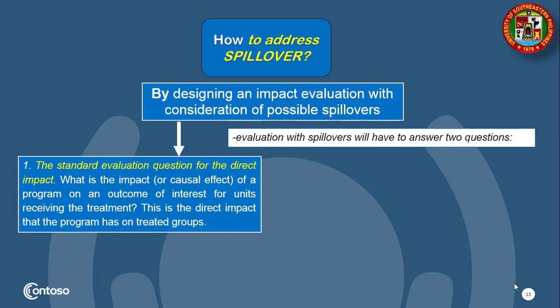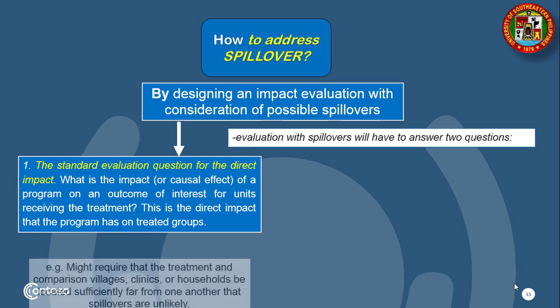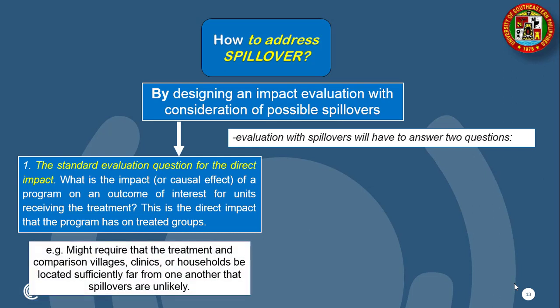Number 1, the standard evaluation question for the direct impact. What is the impact of a program on an outcome of interest for units receiving the treatment? This is the direct impact that the program has on treated groups. To estimate the direct impact on treated groups, you will need to choose the comparison group in such a way that it is not affected by spillovers.